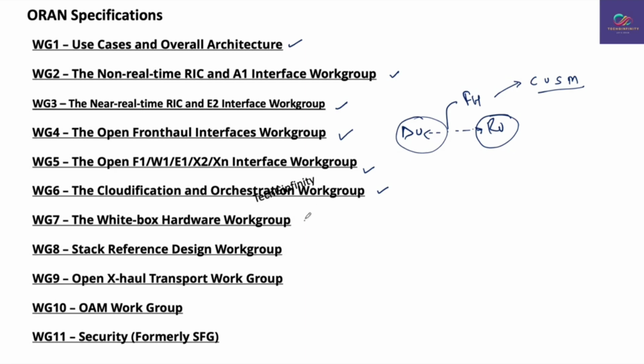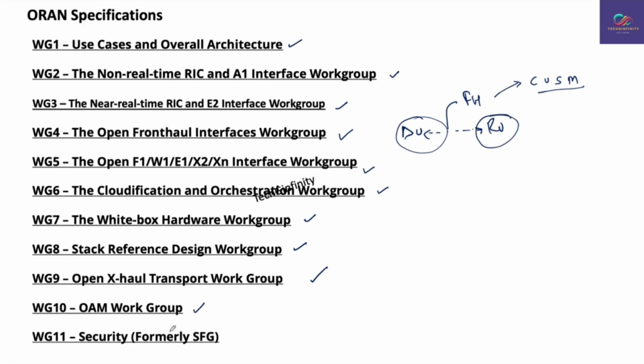When we talk about working group 8, this group develops the software architecture design and release plan for the ORAN centralized unit and distributed unit. When we talk about working group 9, this group focuses on the transport domain, including the physical media and control protocols associated with the transport network. And working group 10 focuses on the operations, administration, and maintenance, OAM, aspects of ORAN.